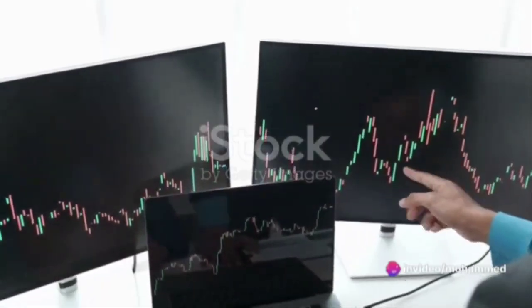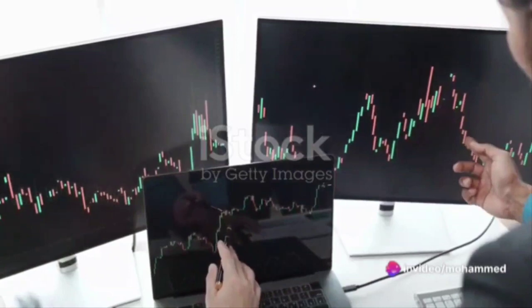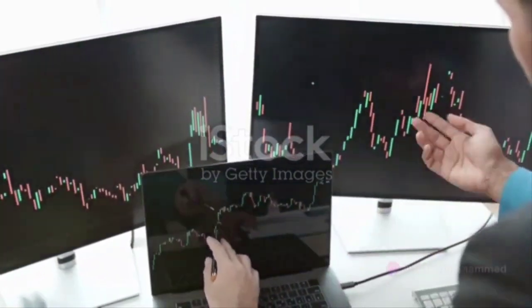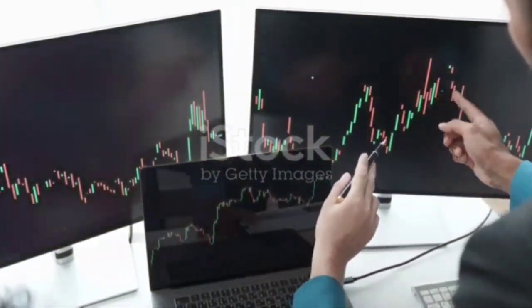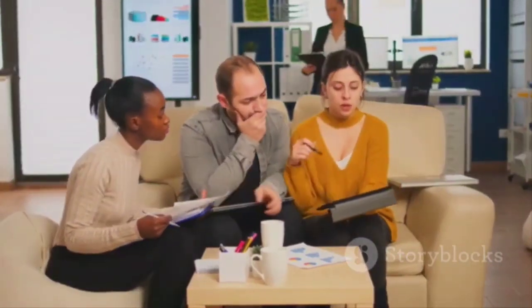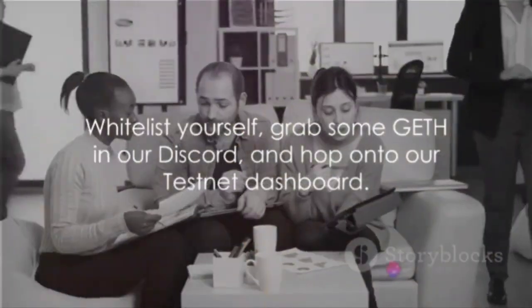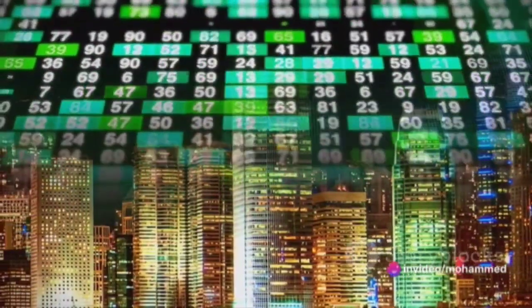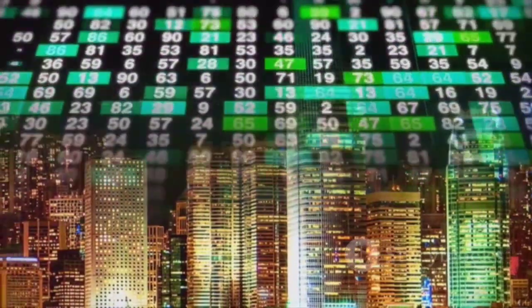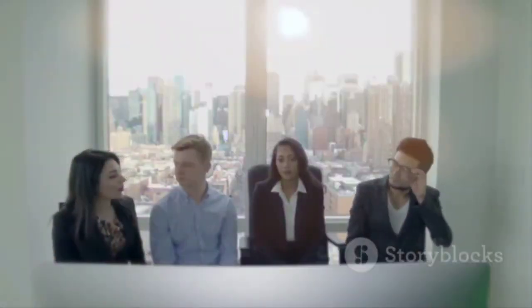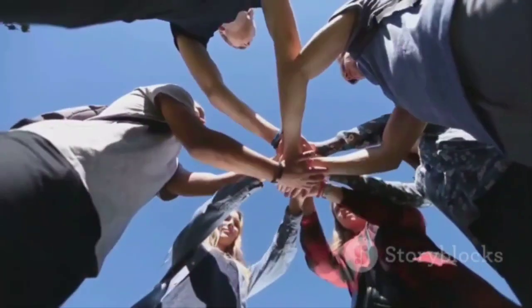We've delved into the essence of Reform DAO, a pioneering market-making and investment collective that seeks to balance benefits for all participants. To join, remember to whitelist yourself, grab some Geth in our Discord, and hop onto our testnet dashboard. As early adopters, you'll be at the forefront of market-making evolution. Don't just watch the future unfold, be a part of it. Join the Reform DAO today.